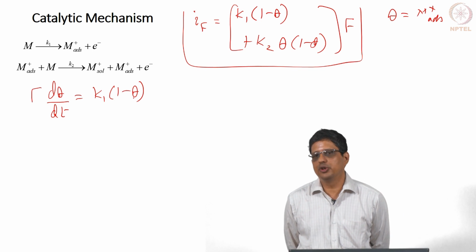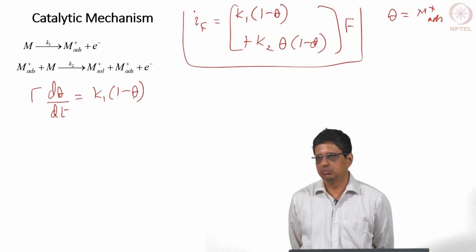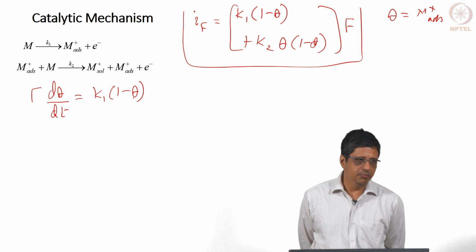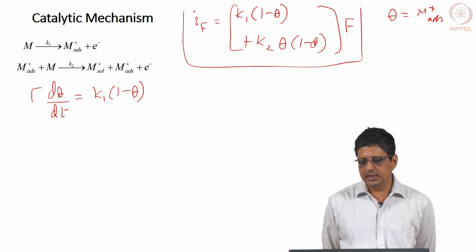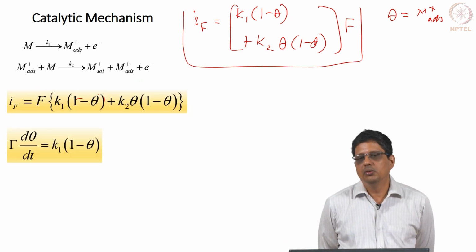The second step does not produce or consume theta, it does not produce or consume M adsorbed. Net effect is it does not do that. The first step will produce. Am I correct? Am I missing something? Now, what will be the steady state concentration of theta?